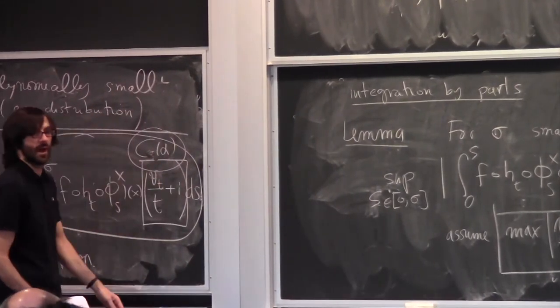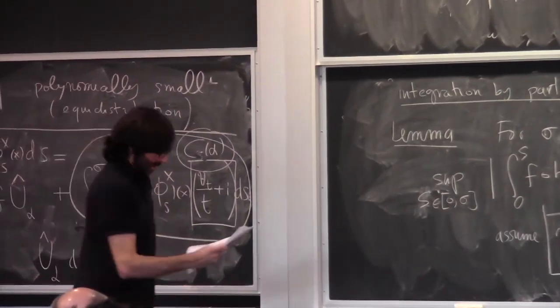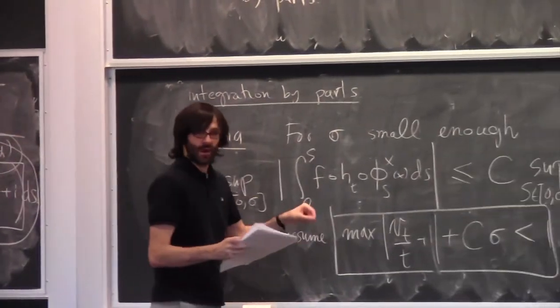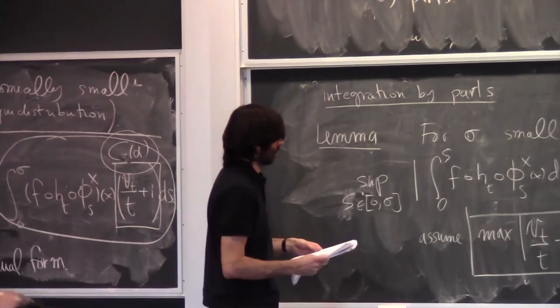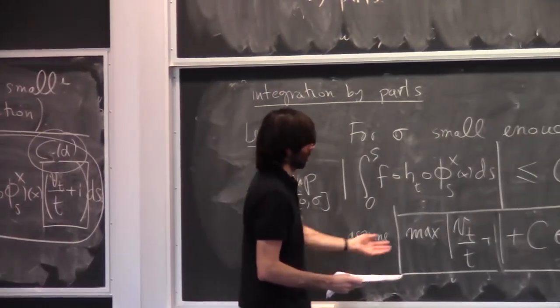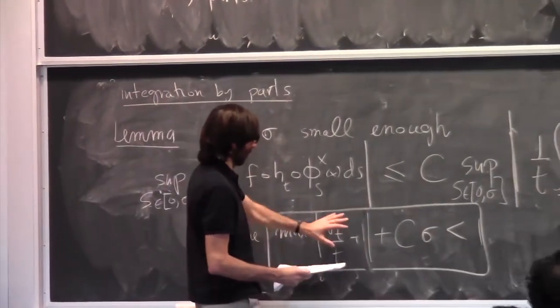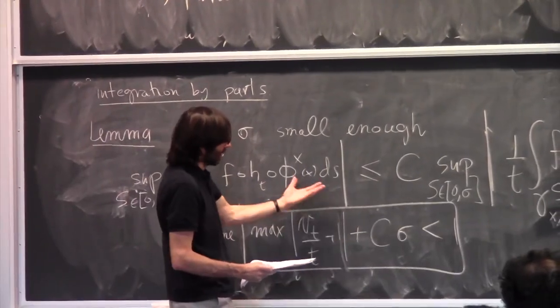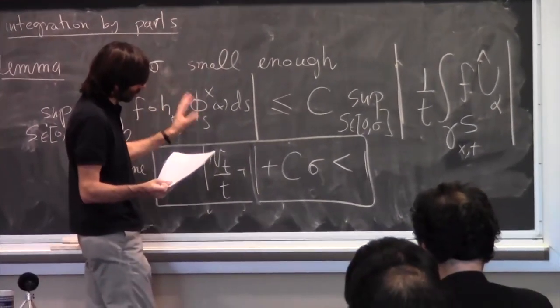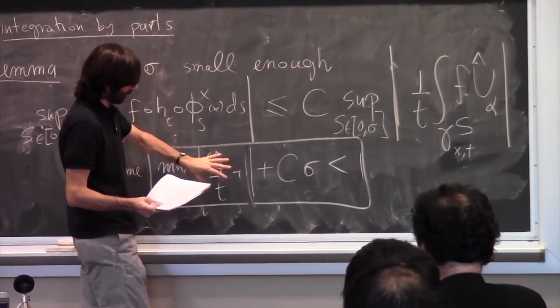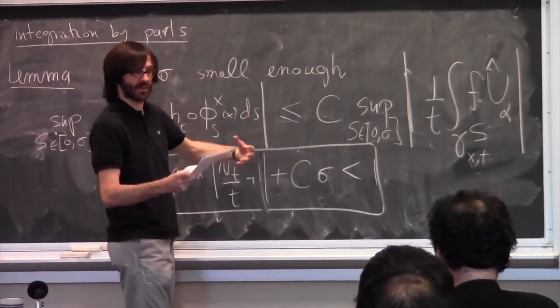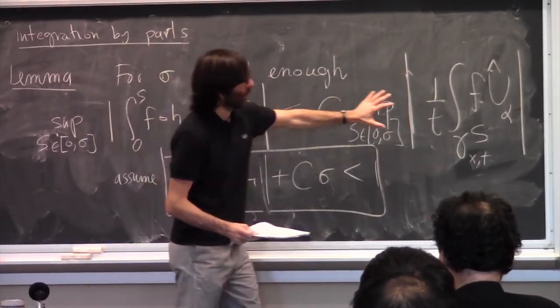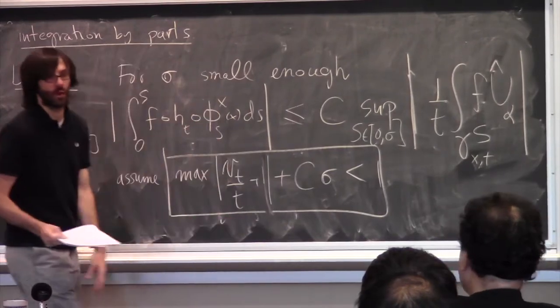You can do it, right? You can pick such a sigma, right? Yeah, sure, because this is going to zero anyway. So this is going to zero. In fact, it's not clear to me now that polynomial decay is really important in this argument. So this estimate could probably work even without knowing polynomial decay.